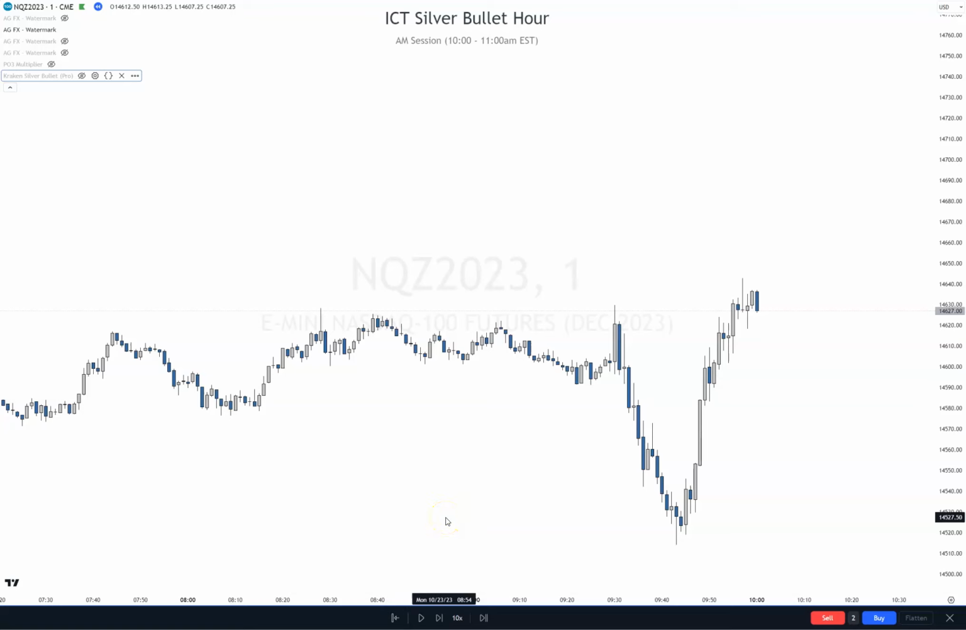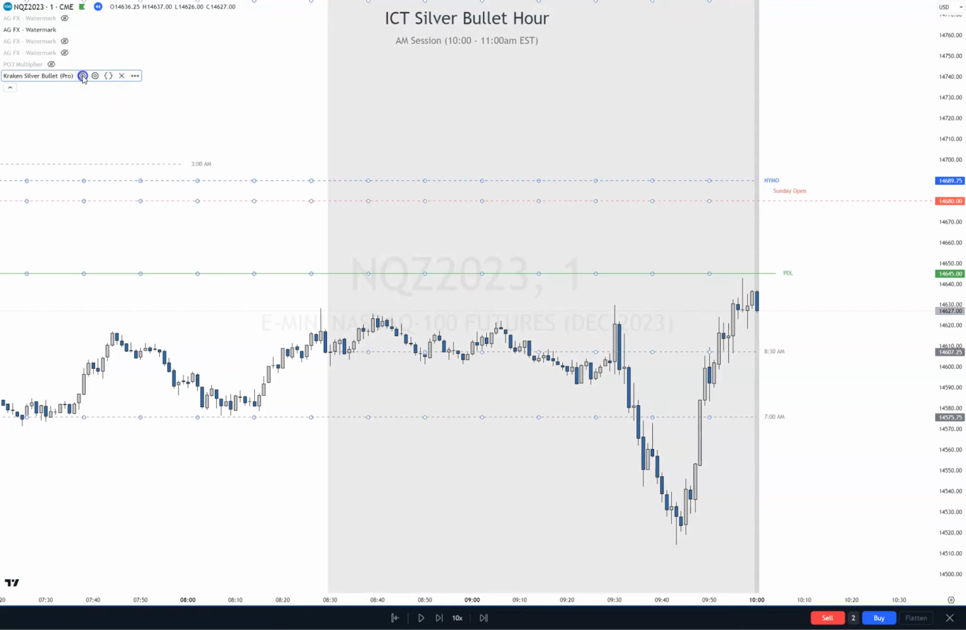Today I want to go over the AM Silver Bullet on October 23rd. This is the NASDAQ quarterly contract. And the first thing I'm going to do is turn on the Kraken Silver Bullet Pro. So let's see where all our lines are.